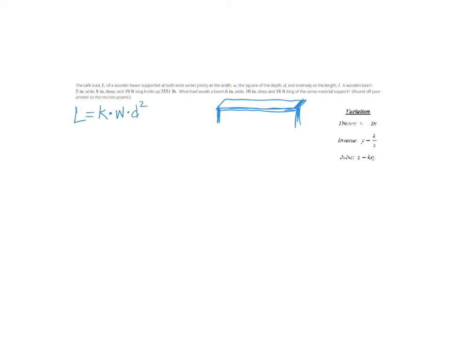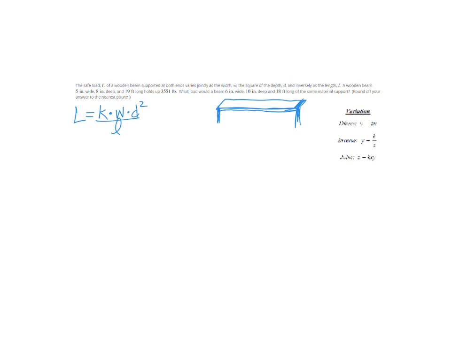But think about the rest of this. And, okay, because I'm not done, square the depth, and inversely as the length. Doesn't that sort of make sense? Like the longer this would get, it would start to bow in the middle, and so it would get a little bit weaker the longer it is. So that's why we divide by the length. All right, so there's our formula. Now let's see what K is for this particular piece of board.